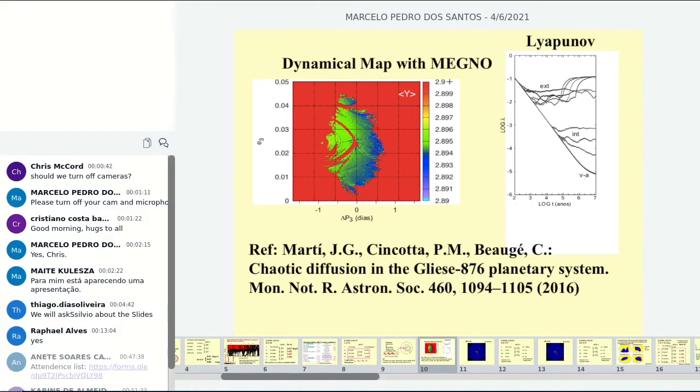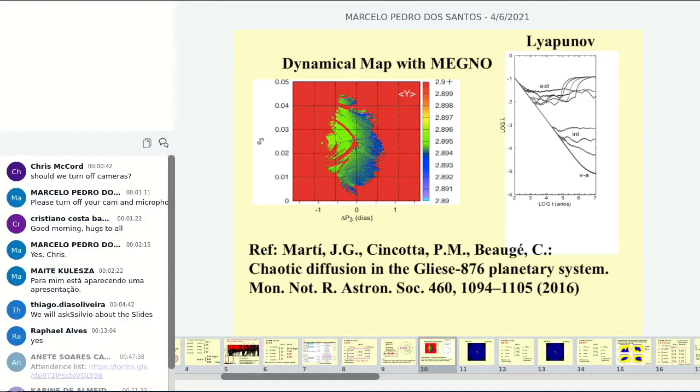In this case, the indicator of chaoticity that was used is the MEGNO, an indicator created by Pablo Cincotta. You see one region in red, which is highly chaotic, and one region in green and blue. This is the region where the indicator indicates that there is some chaos, but very mild. It is not very strong. This is exactly the region that envelops the initial condition. For some initial conditions, the Lyapunov exponents were also computed. So you see in the figure on the right, the Lyapunov coefficients.